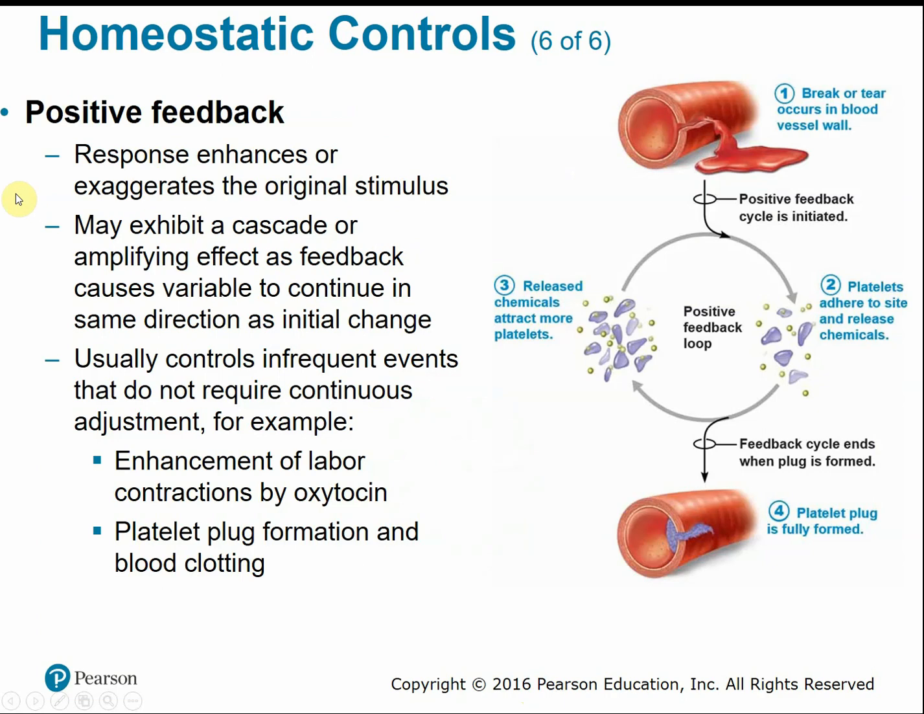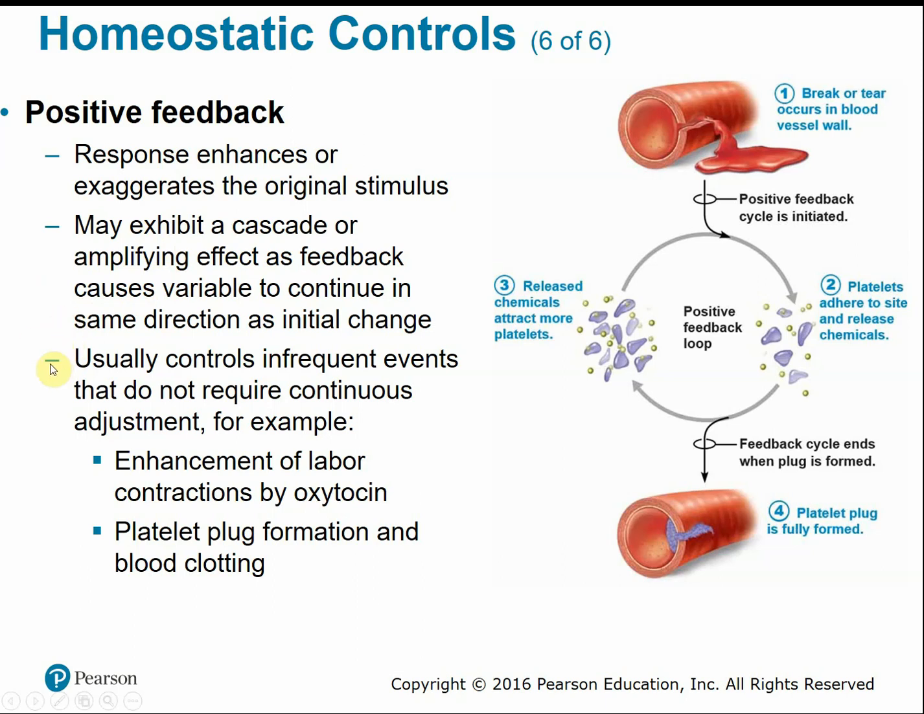Like we said, positive feedback would be the opposite of a negative feedback. So negative feedback, we're turning off whatever the stimulus is, whatever's causing the problem. We want it to do the opposite and turn it off. Positive feedback, we want to ramp up that stimulus. We want to enhance it. We want to amplify it. We want to make it stronger. So think of it kind of like a snowball effect. It may exhibit a cascade or amplifying effect, so we're causing the variable to continue in the same direction as the initial change.